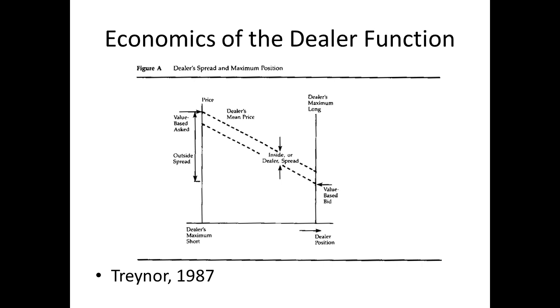So the dealer's quotes here depend on his inventory. That's how the model works. If you have a higher positive inventory, you quote lower prices. If you have a higher negative inventory, you quote higher prices. And the higher your inventory, the lower the price. What does that mean for economists?